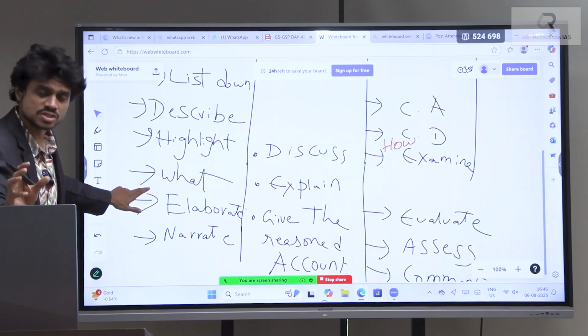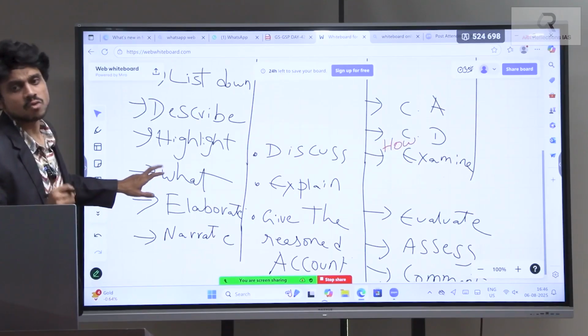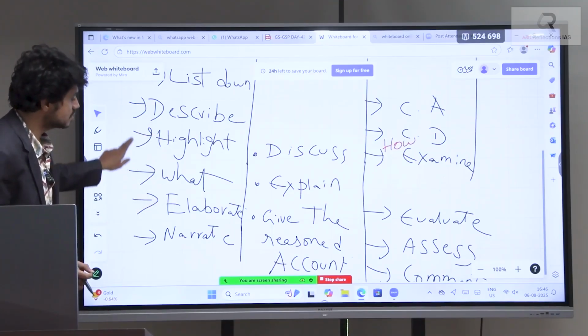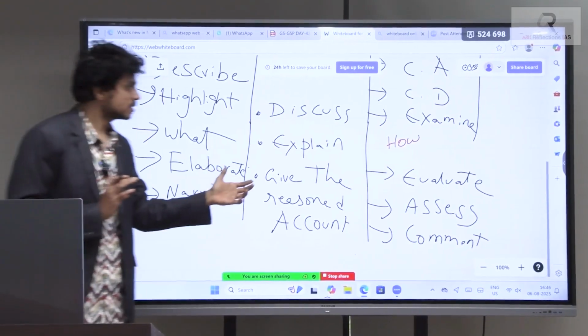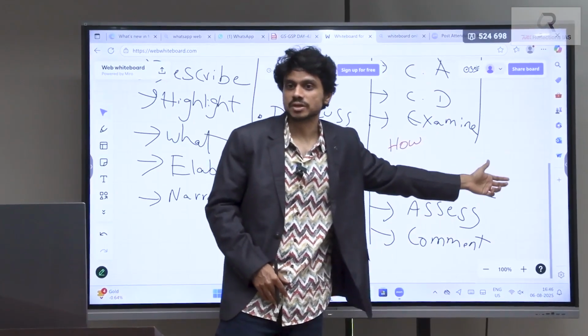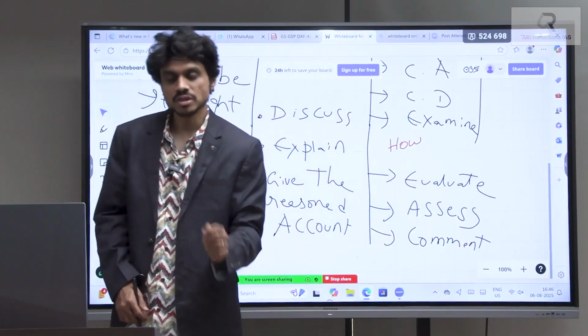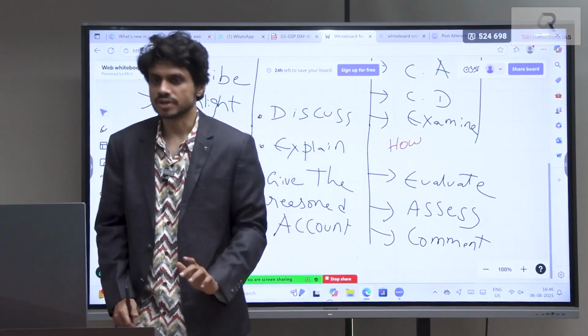The question is list down the features of the Indian Constitution, or what are the features of the Indian federalism. Highlight the features of the Indian federalism. Elaborate the features of the Indian federalism. So this is one aspect. Examine Indian federalism is a completely different aspect. The way you will write the answer for examine Indian federalism is a lot different than for what are the features of the Indian federalism.